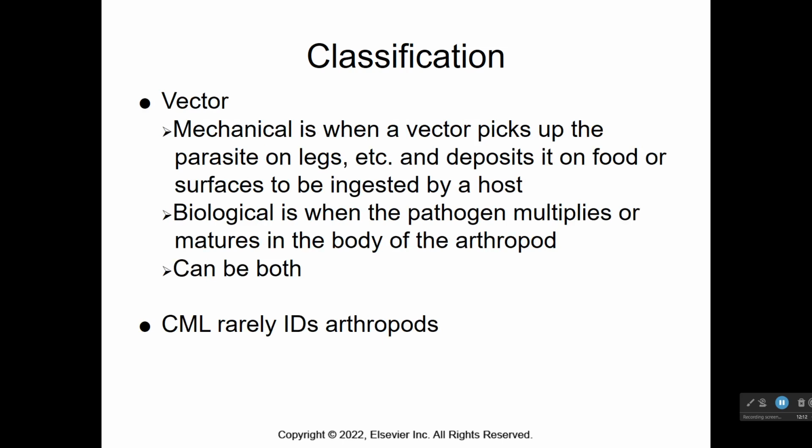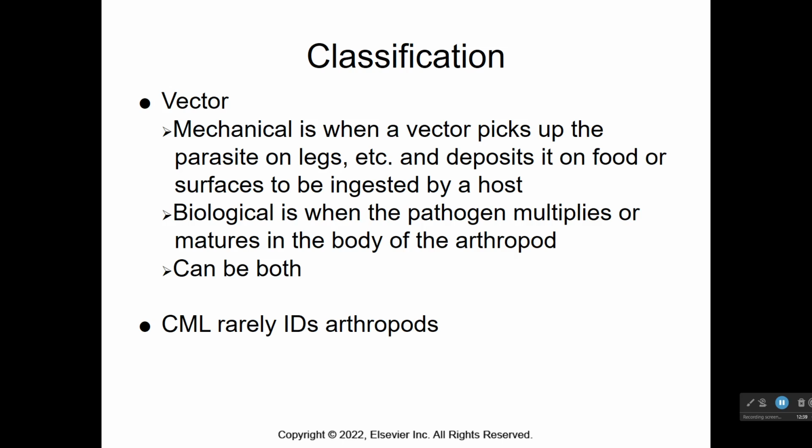Vector. A vector is when the organism, the arthropod, picks up the parasite and deposits it somewhere on our body. The vector can give us the organism either by being a mechanical vector, a biological vector, or in some cases can be both.